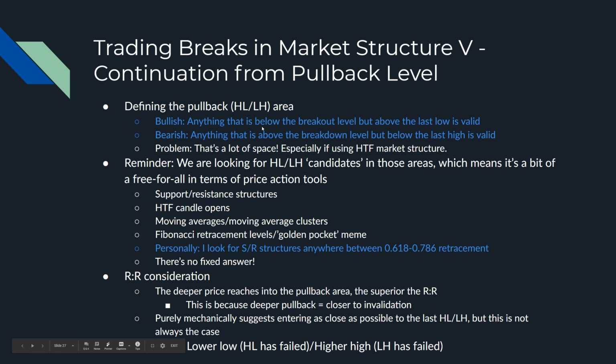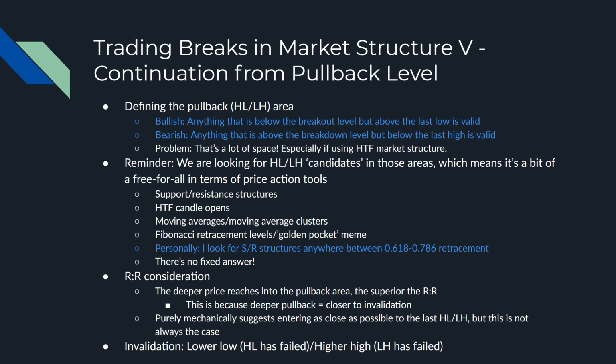So if it's bullish, and we're talking about the pullback level, then by definition, the breakout level wasn't enough. So anything that is below that but above the last low is valid for a higher low candidate. And in the bearish case, again, the support resistance flip didn't work, so we have to go deeper. So anything that's above the breakdown level, but as long as it doesn't make a higher high, is valid. Problem, that's a lot of space, especially if you're using high time frame market structure. So we're looking for higher low, lower high candidates in those areas.